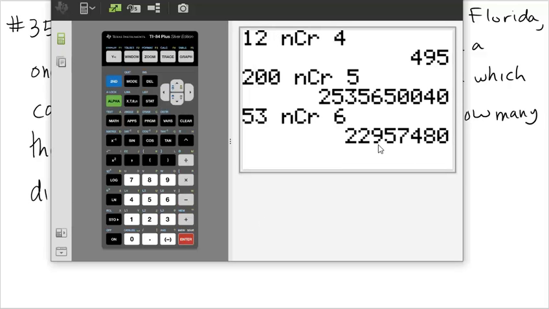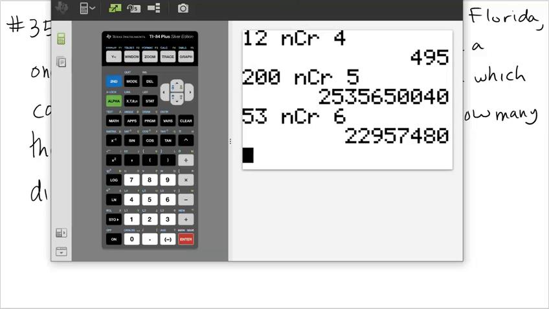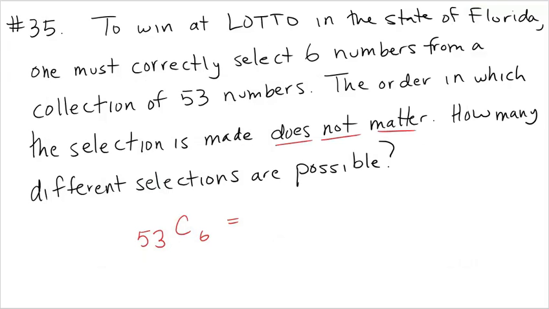So, comma here, that's almost 23 million. 22,957,480. That's almost 23 million different ways that the 6 balls could be selected.